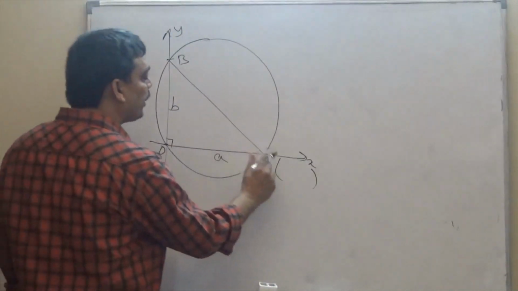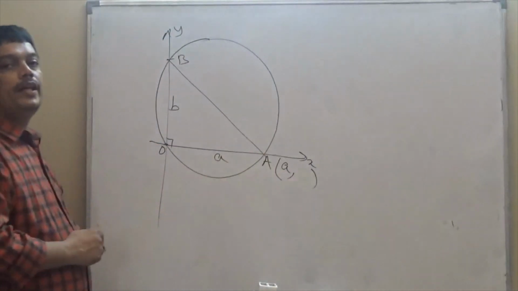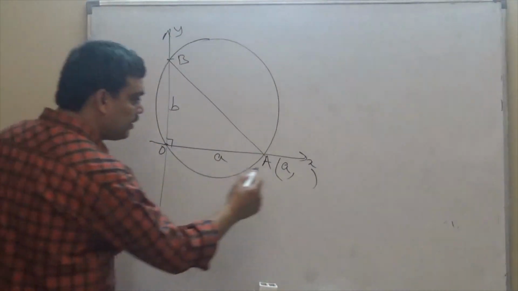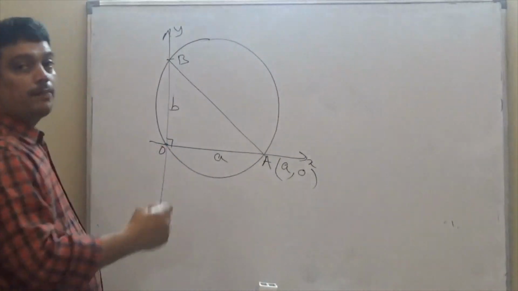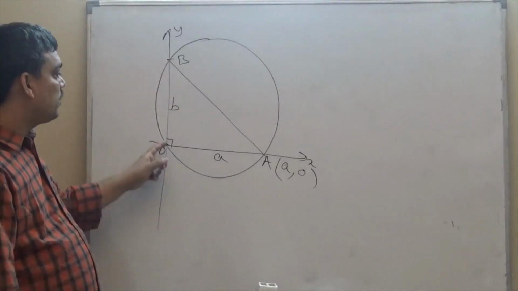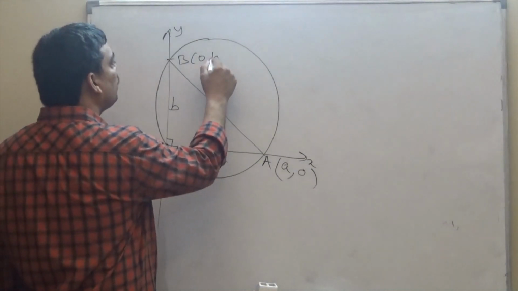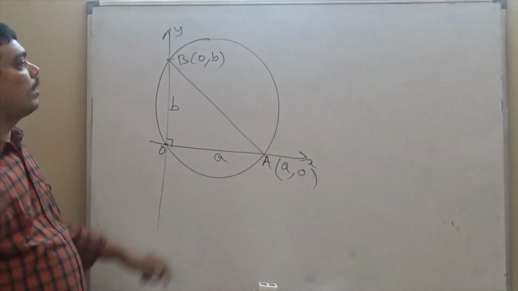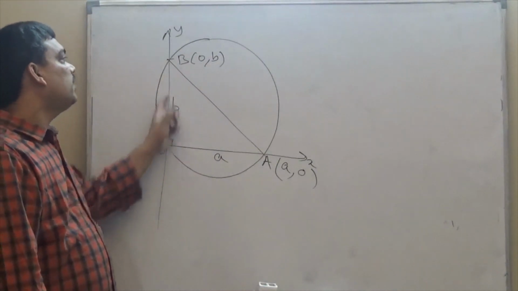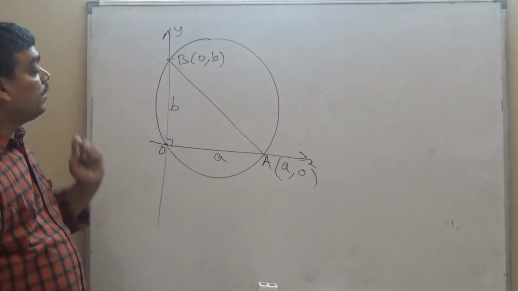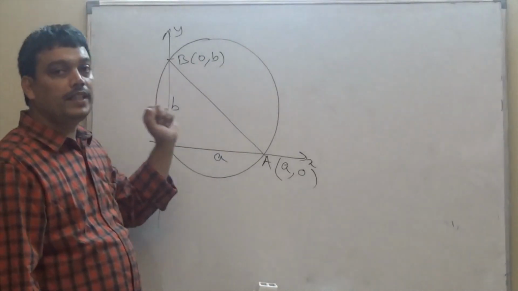This distance is a, so the x coordinate will be a, and since the point lies on the x axis, we write its y coordinate as 0. The same way, if I want to write the coordinates of B, this distance is b, so we can write the point as (0, b). Why did I write 0 here? Because for a point on the y axis, the x coordinate has to be 0, and this distance b is the y coordinate. Now knowing the coordinates of the ends A and B, how do we write the equation?